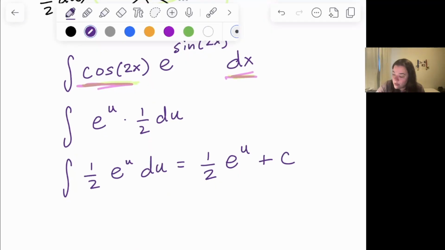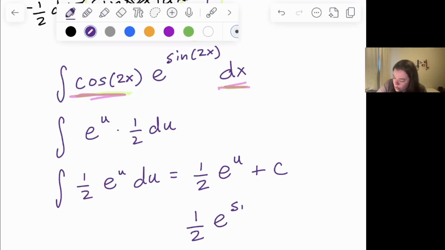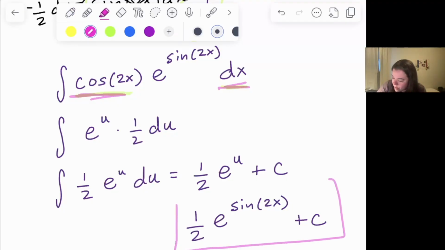And then remember, put your choice of u back. What did we choose for u? You might have to scroll up and find, but I remember off the top of my head, our u choice was sine of 2x. So here it is. There is our final answer at the end of the day.